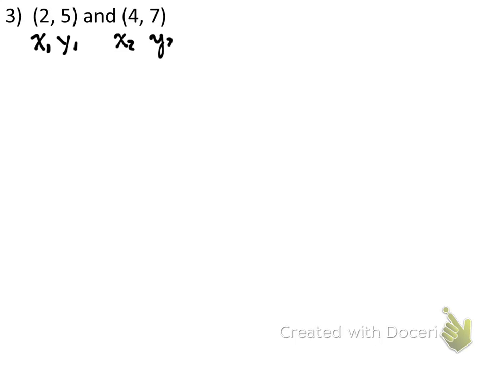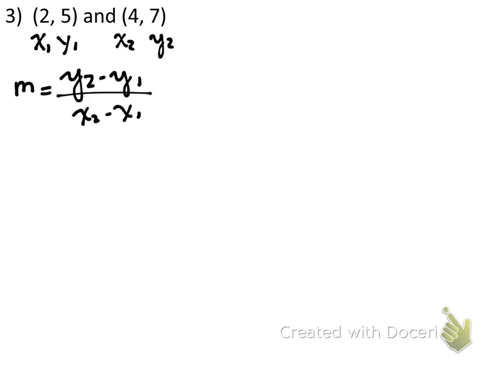Here we go. On number 3, I'm going to start it off and then you're going to finish it. Number 3, this is your x1, y1. This is your x2, y2. You're going to input it into this formula, y2 minus y1 over x2 minus x1. Ready, set, go.